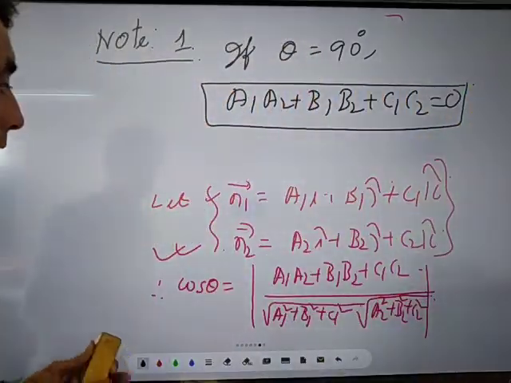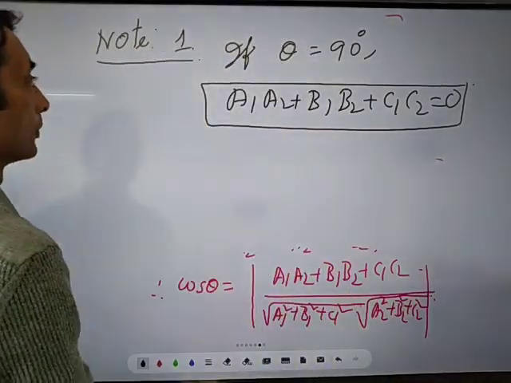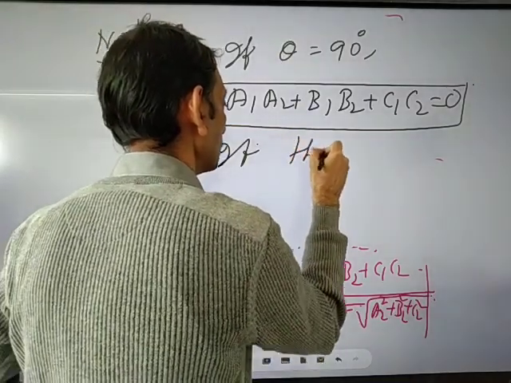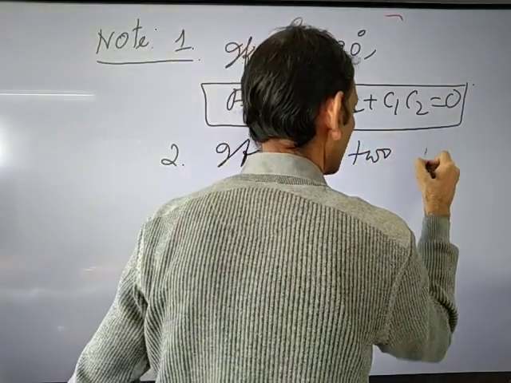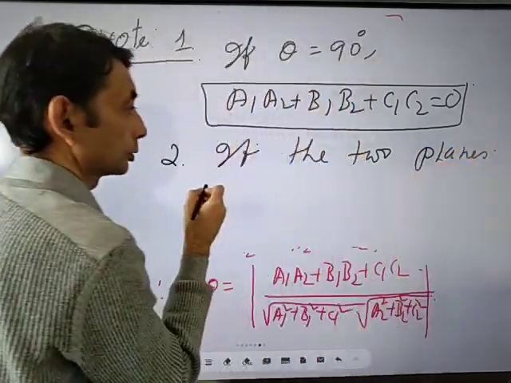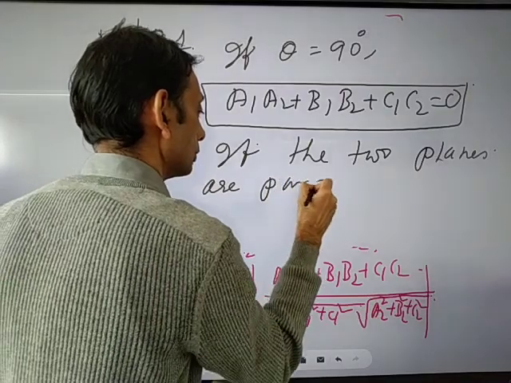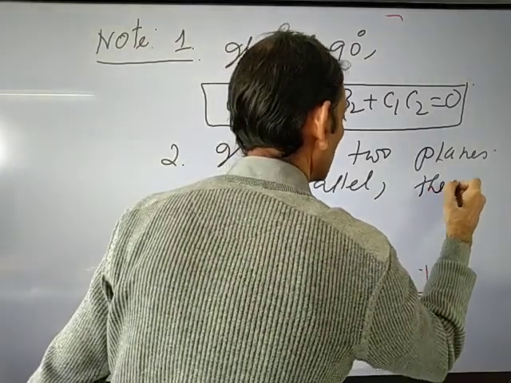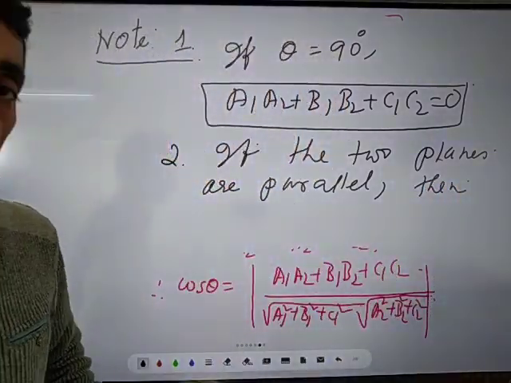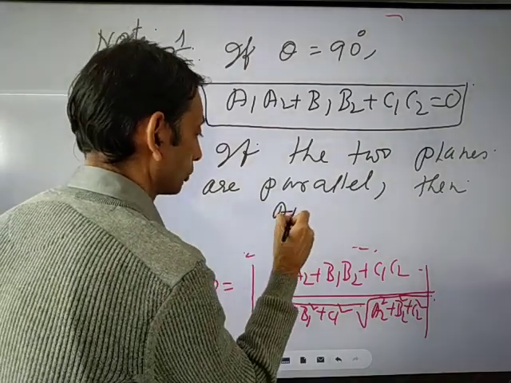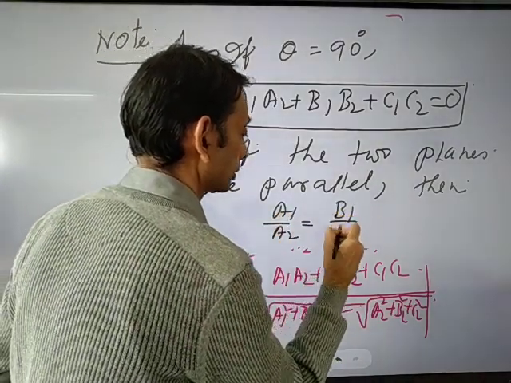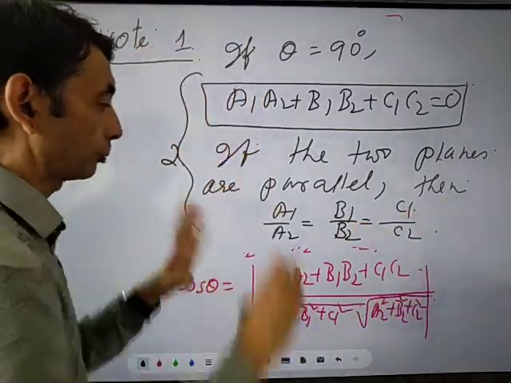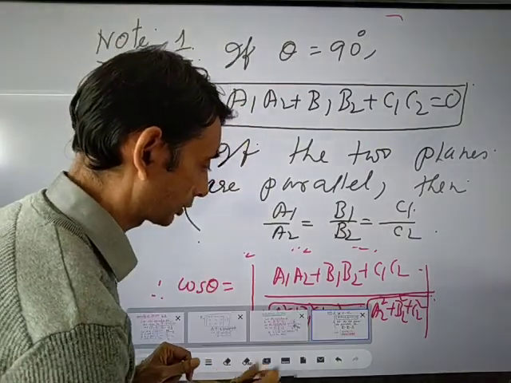And what is note 2? If the two planes are parallel, then the direction ratios of the normal vectors will be in proportion. That is, a1 by a2 equals b1 by b2 equals c1 by c2. So these are very important conditions. We'll now move to the last concept.